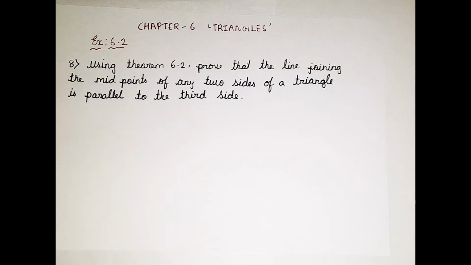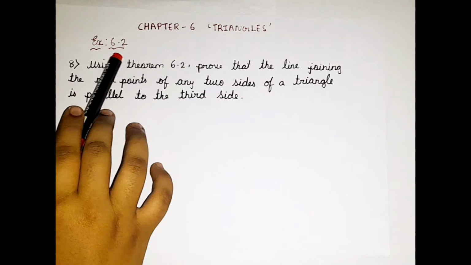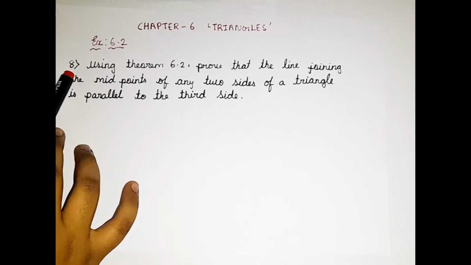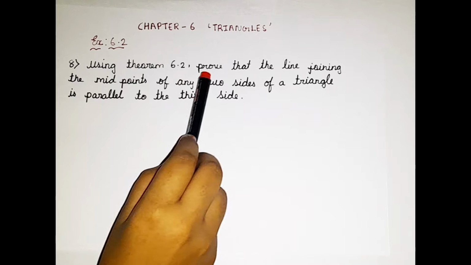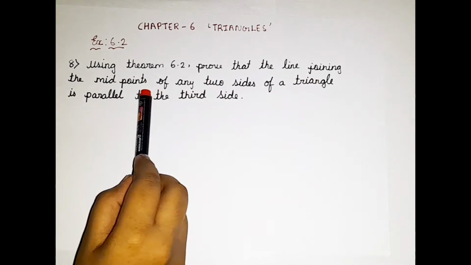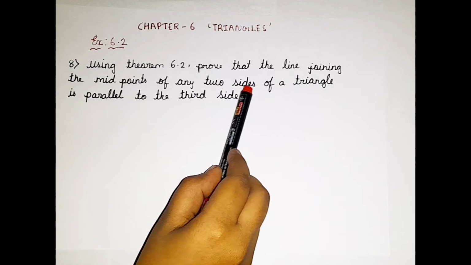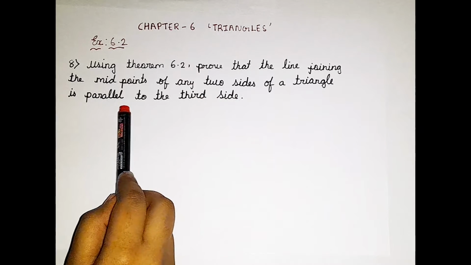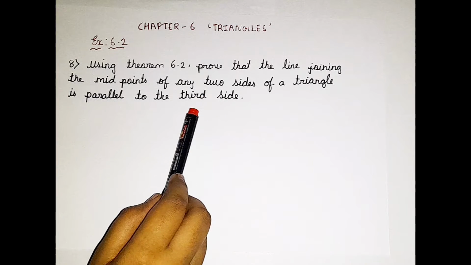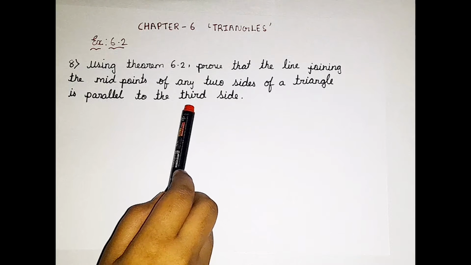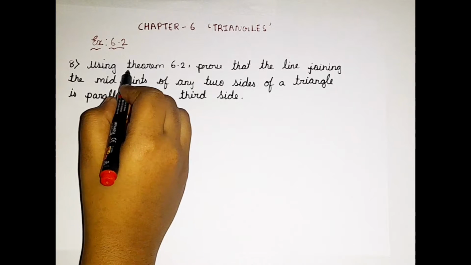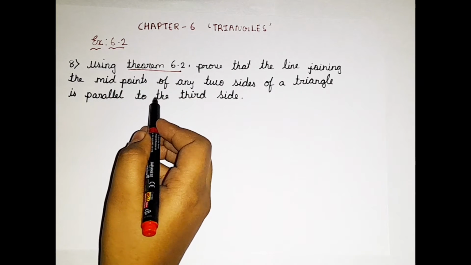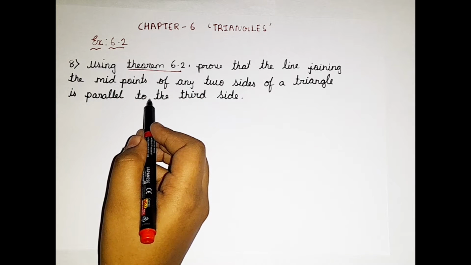Today we are going to be learning Chapter 6, Triangles, Exercise 6.2, 8th question. Okay, so now let's read the question. Using Theorem 6.2, prove that the line joining the midpoints of any two sides of a triangle is parallel to the third side. So this is our 8th question. Alright, so what is Theorem 6.2? So Theorem 6.2 is the converse of BPT, that is the basic proportionality theorem.